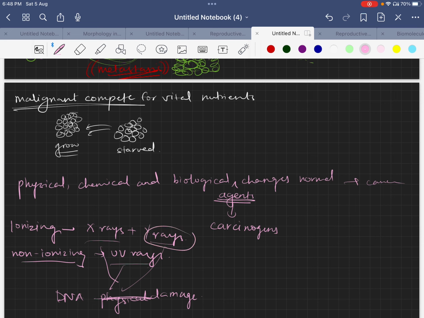gamma rays, you already studied radiation in 10th. But whenever you have an X-ray scan, you have to be very careful, because pregnant mothers can't go there because of the infants inside the womb.